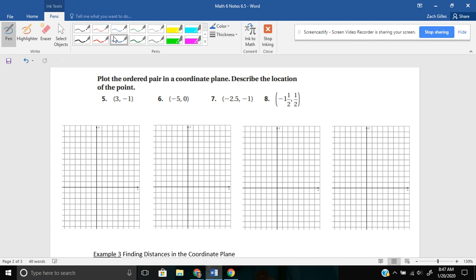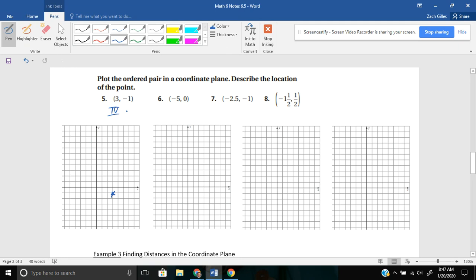All right, number 5, 3, negative 1, over 3 to the right, down 1. I'm actually going to put a star here. Again, you can just put a point. I don't want mine to erase. Describe the location. That would be quadrant 4, or IV in Roman numerals.